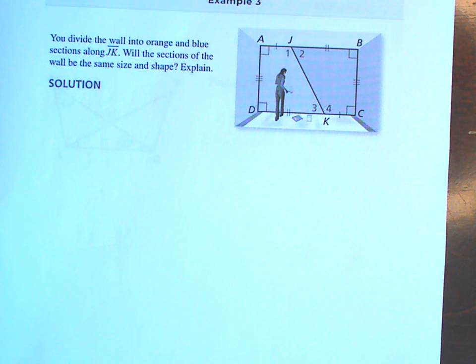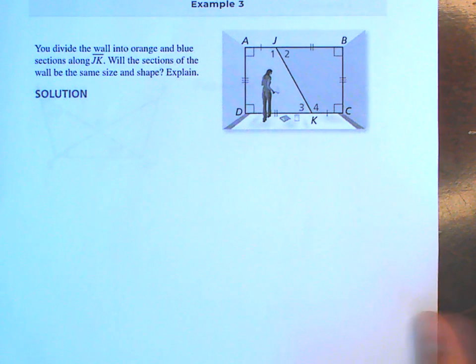All right. So people always get confused because they always want to know, am I being asked to do a proof, or am I being asked to simplify something? What am I being asked to do? Look, if it doesn't say proof, then it's not a proof. So here's a good example of one. It says you divide the wall into orange and blue sections along JK. Why would anybody want to do orange and blue? I don't know. Will the sections of the wall be the same size and shape?